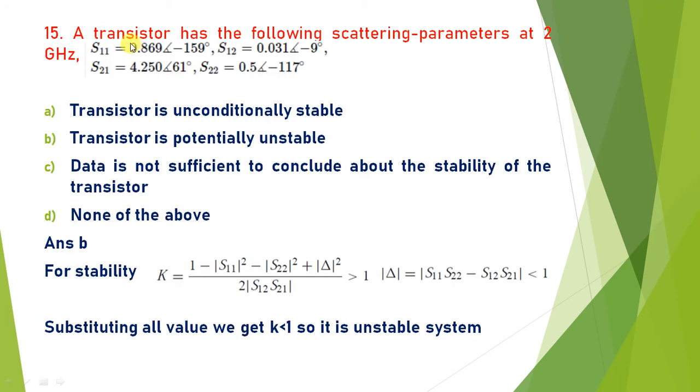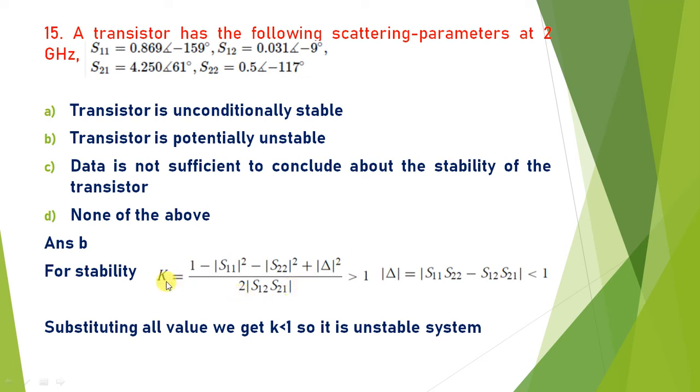Now a transistor has the following scattering parameter matrix at 2 gigahertz. S11, S22, S12 and S21 are given. We have to determine whether the transistor is conditionally stable or potentially unstable. In order to check the stability criteria, we have to find the values of K and delta. The value of K is found by this equation: K is equal to 1 minus mod S11 square minus mod S22 square plus mod delta square, divided by 2 mod S12 S21.